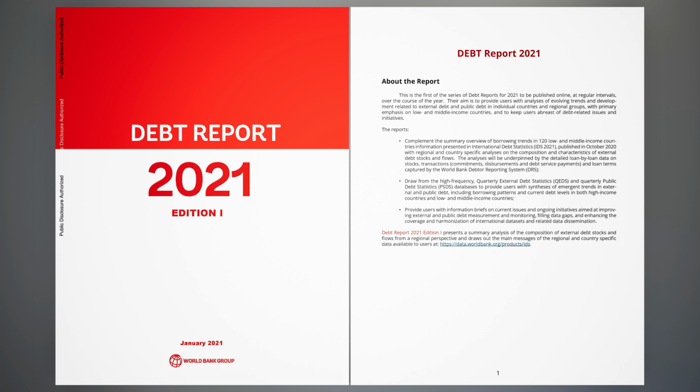The reports complement the summary overview of borrowing trends in 120 low and middle income countries information presented in International Debt Statistics (IDS 2021), published in October 2020, with regional and country-specific analyses on the composition and characteristics of external debt stocks and flows.